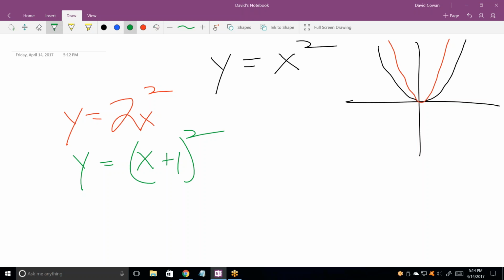So what's the plus 1 do? It moves it over 1. Which way? Left or right? Right. It's actually left. In other words, here's the standard: y equals x minus h. So whatever h is, if h is a positive number, then it moves to the right. If h is a negative number, it moves to the left. Well, notice in this case, h is a negative 1.